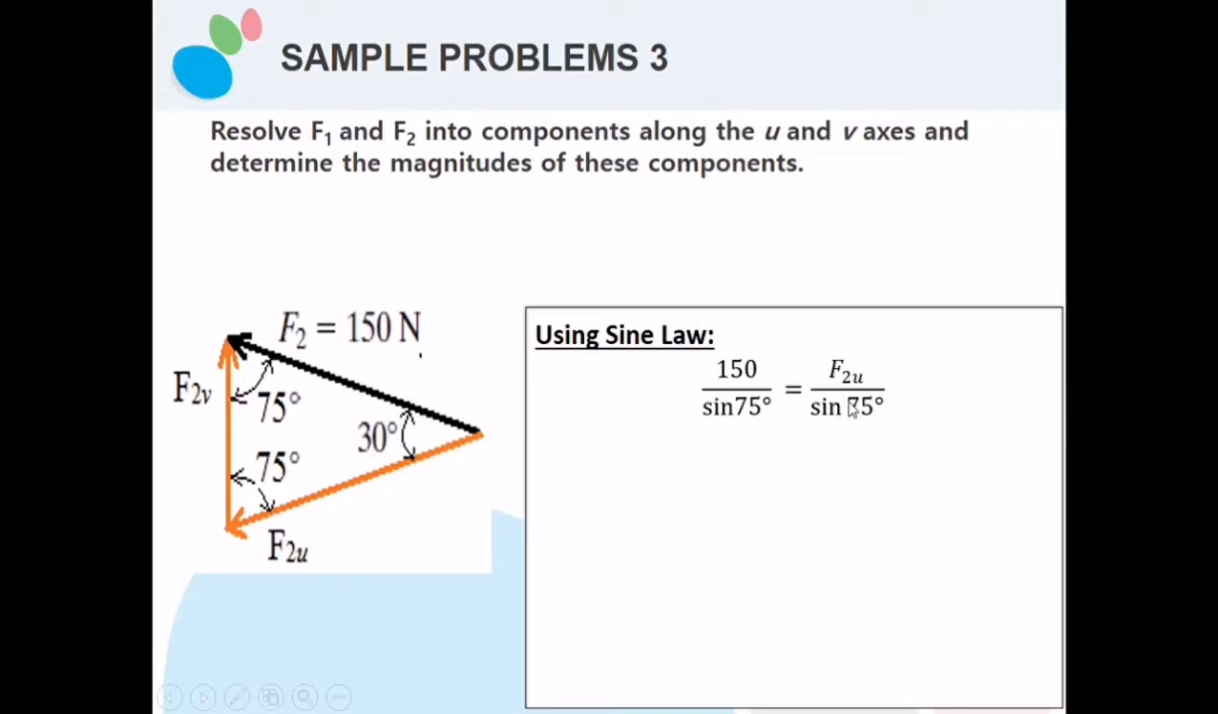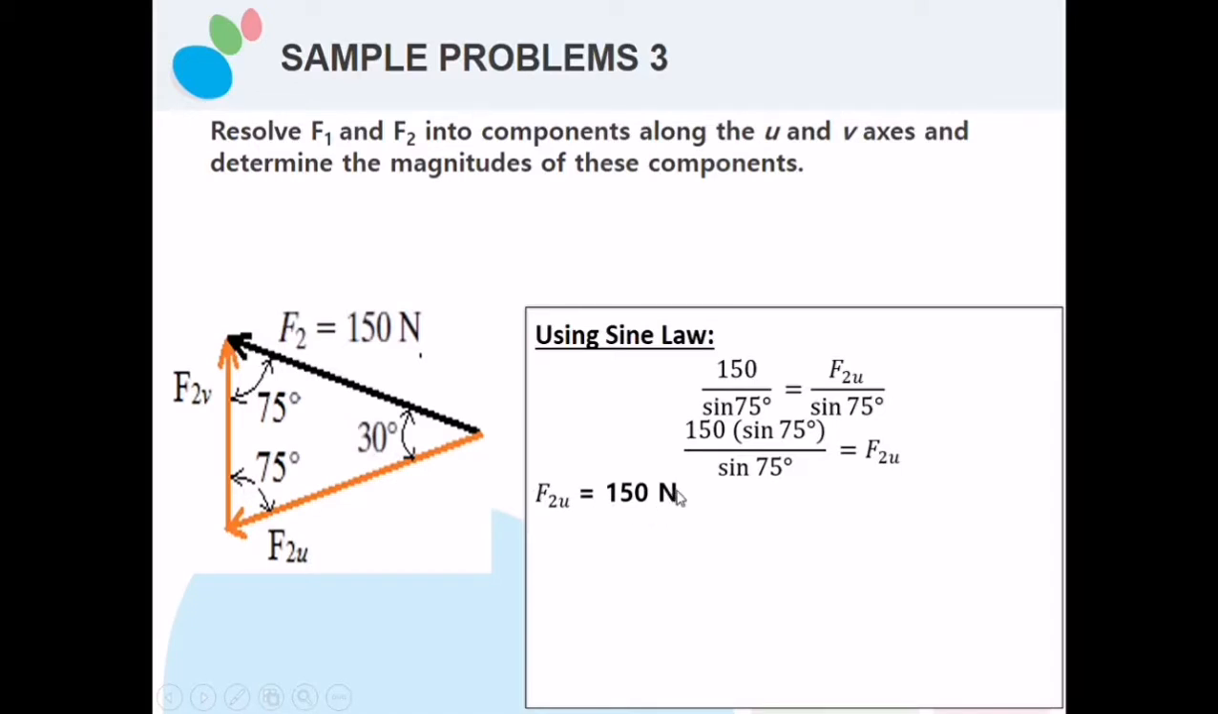Okay, by using cross multiplication, we have 150 divided by sine 75, and then f sub 2u times sine 75 degrees, and then let us divide both sides by sine 75 degrees. So we can cancel out the sine of 75 degrees here, and then this is the remaining. So this is our equation. Using your calculator, we can say that our f sub 2u, or the u component of this force, is equal to 150 Newton.